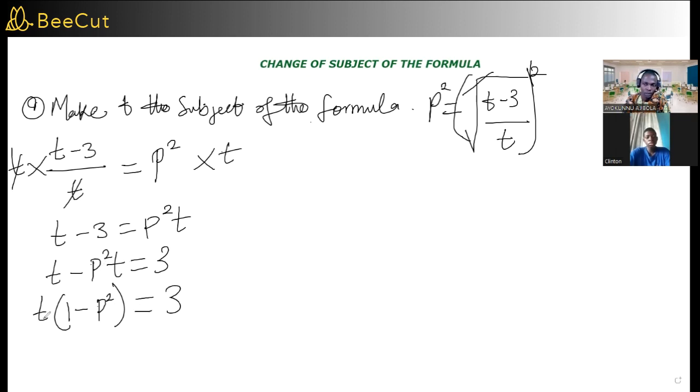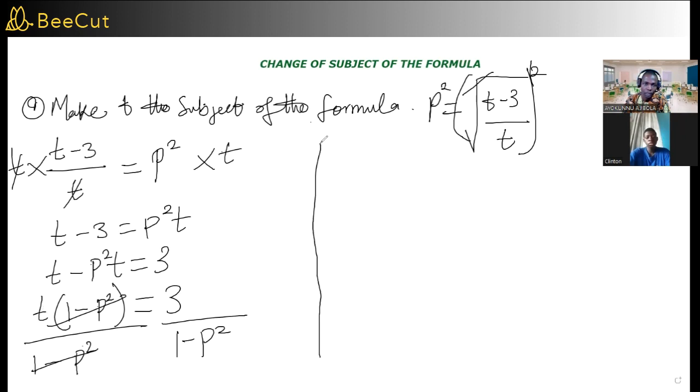Now I can see only one T, then that T must stand alone. The thing disturbing the T from standing alone is 1 minus P squared. So I divide both sides by 1 minus P squared. So 1 minus P squared cancels with 1 minus P squared here, leaving only T on the other side. So I have T now equals 3 all over 1 minus P squared. So unmute yourself now and tell me if this is clear to you.